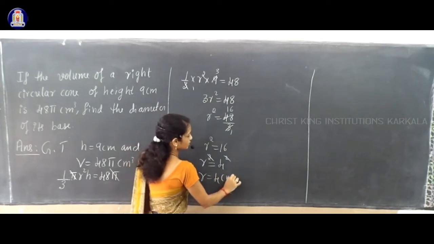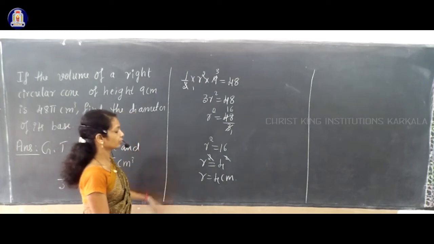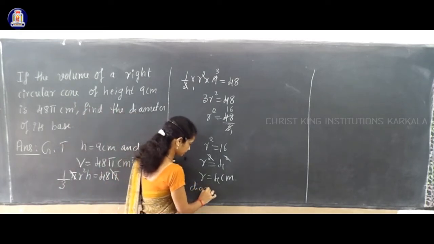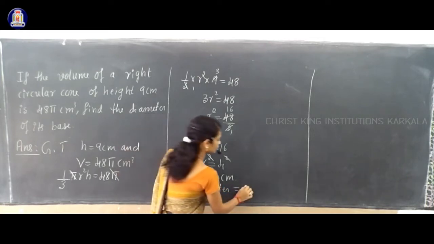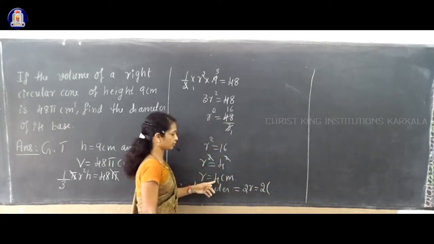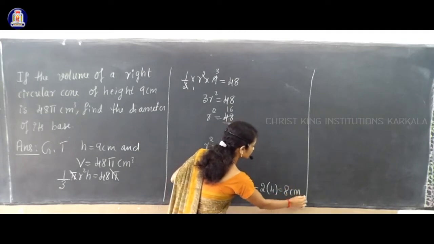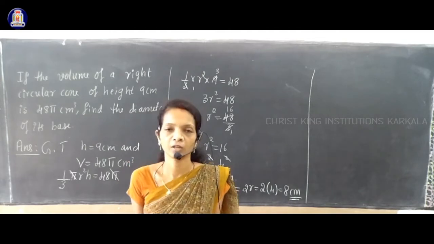This is the radius. We are not asked for the radius, we are asked to find the diameter of the base. So therefore diameter, you know that the diameter is 2 times the radius. So 2 into the r value, that is 4, and 2 into 4 is 8, and this is in centimeters. So this is the diameter of the base of the given cone.